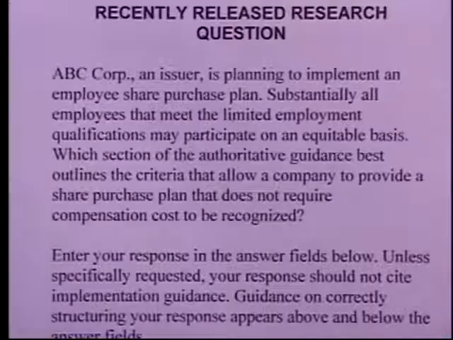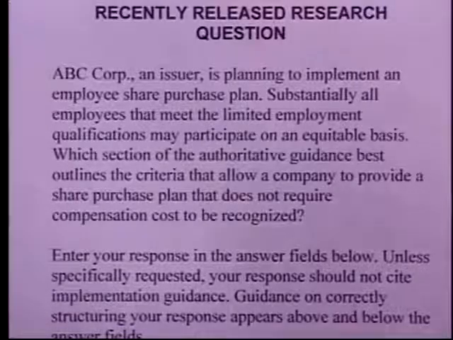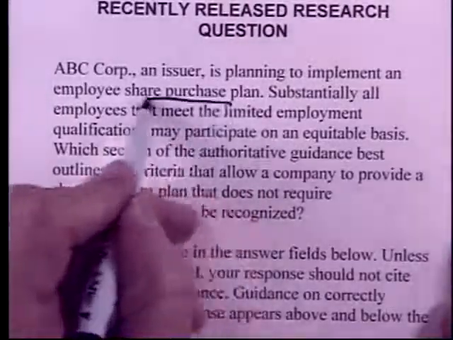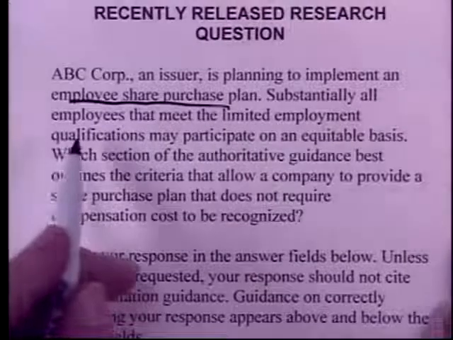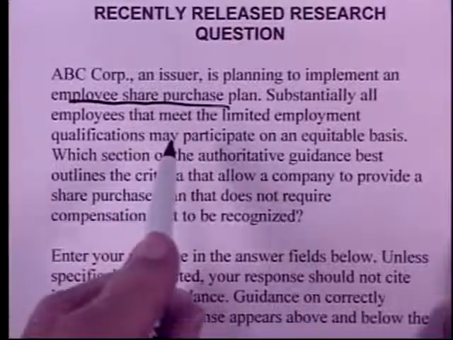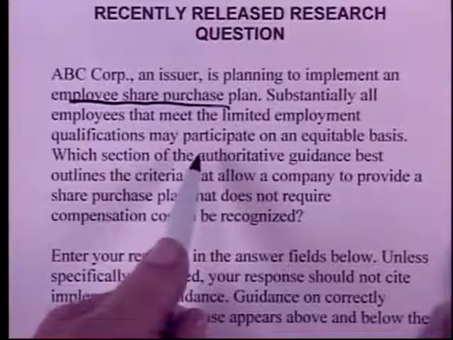Here's an example of one. First one they ever released recently, and I'm sure by the time some of you watch this, we'll have 3 or 4 of these for you. This is the first one we've had a chance to play around with. So I wanted you to see this. This is exactly the way it appeared on the CPA exam. ABC Corporation, the issuer, is planning to implement, what you're looking for, an employee share purchase plan. Substantially all employees that meet the limited employment qualifications may participate on an equitable basis.